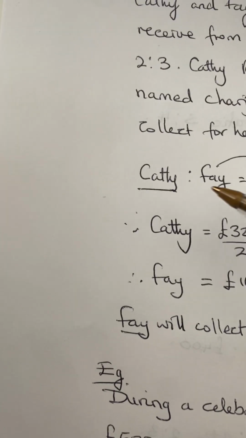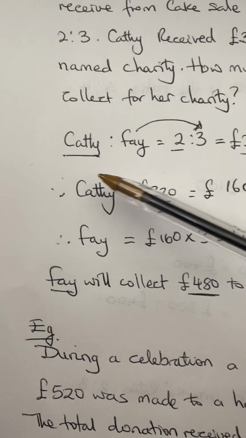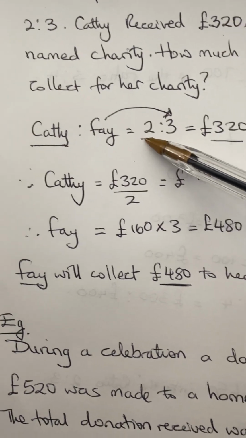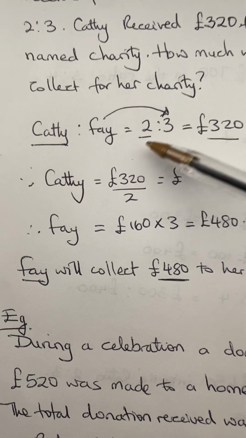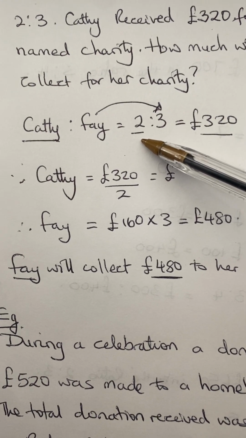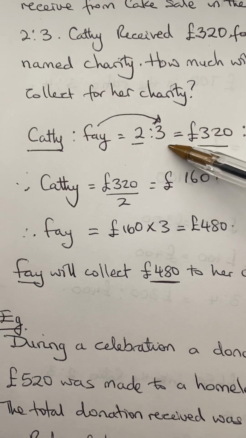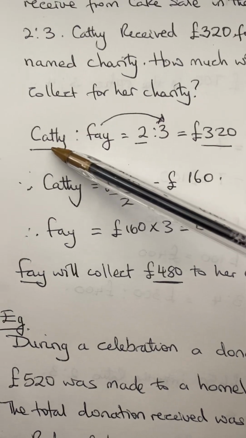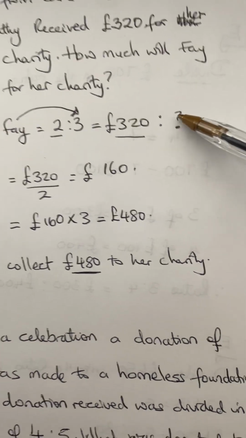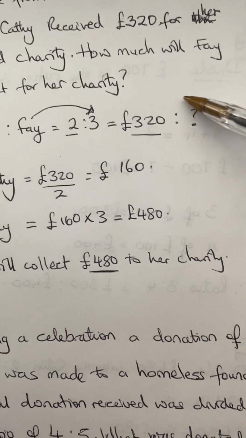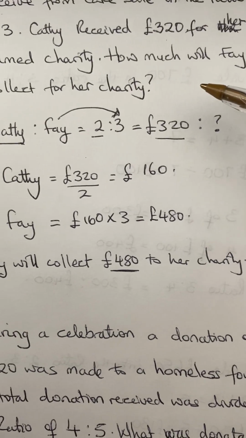Okay, so now we have Kathy and Faye. Kathy received 2 portions. Faye received 3 portions. So the ratio in the end from all the amounts they sold is 2:3. We are told Kathy got 320. We don't know what Faye got. We are asked to find that. That is the meaning of this question.